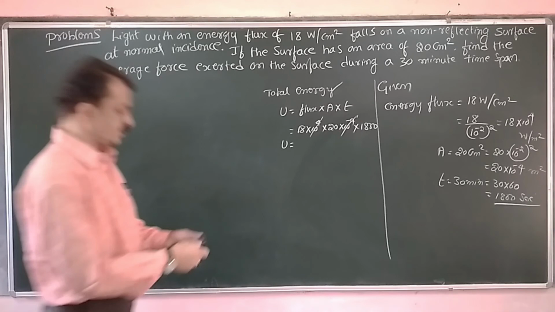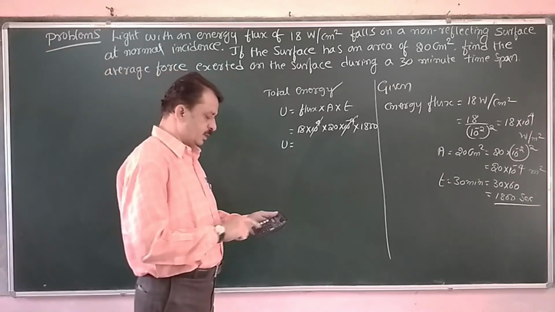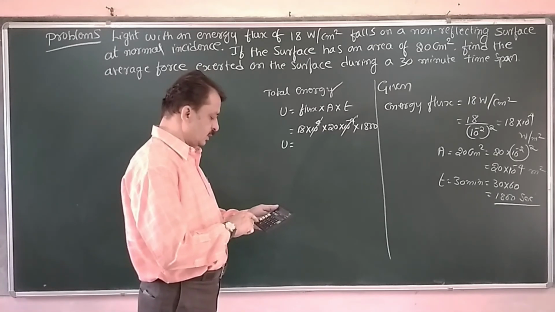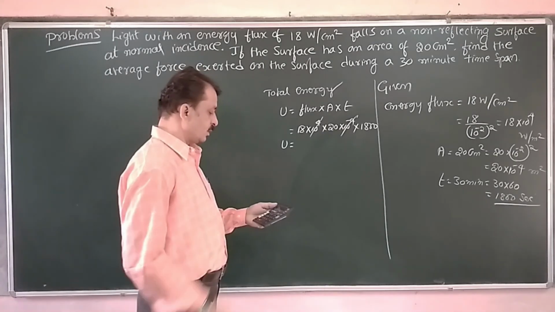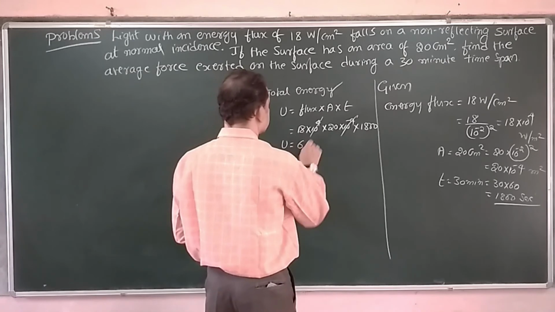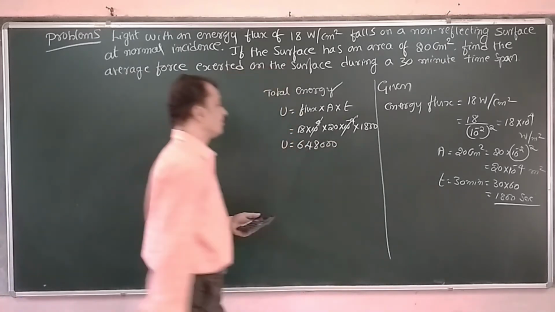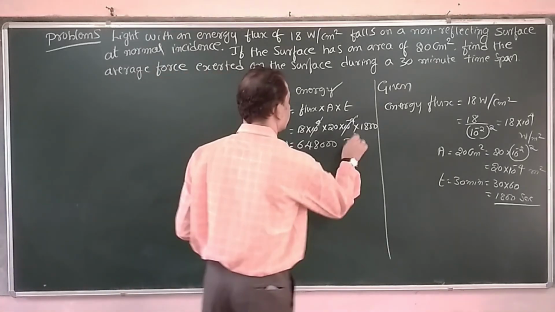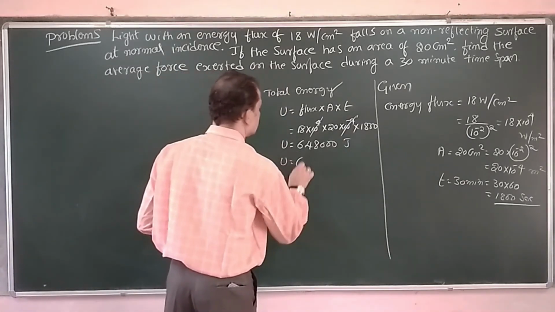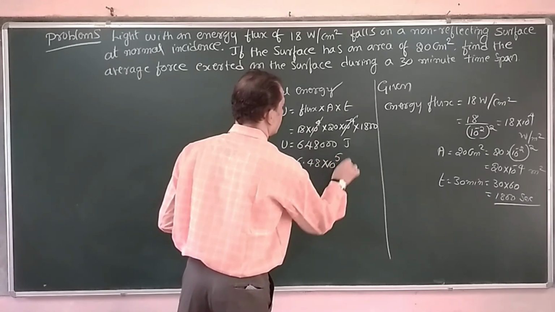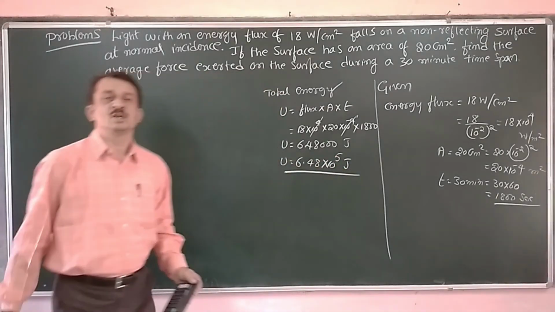Now if you simplify this, 18 into 20 into 1800, I am getting 648,000 joules of energy, or this is equal to 6.48 into 10 to the power of 5 joules.